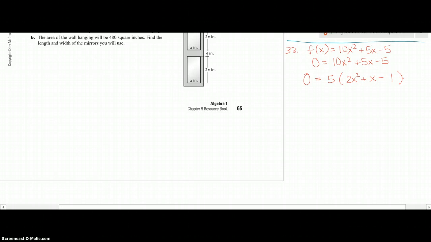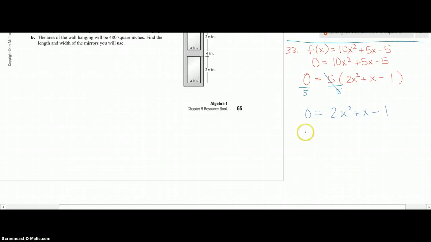Okay, we are solving, so what we can do here is divide both sides by 5. Why can we do that? Because just like if you're solving the equation 5x equals 15, you can divide both sides by 5. Same thing here. That's all we're doing. So let's divide both sides by 5. 0 divided by anything is still 0. 5 divided by 5 cancels. And then you have 2x squared plus x minus 1.